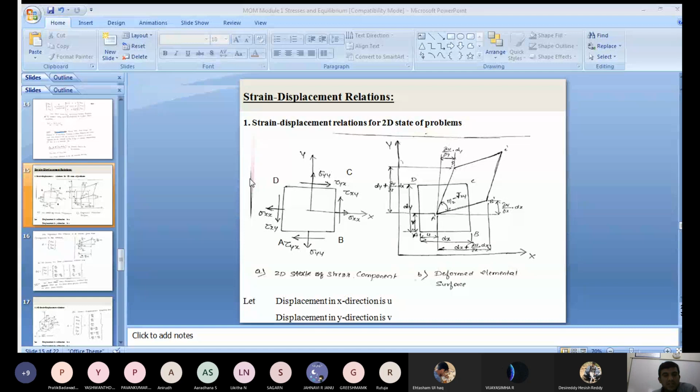On the same positive x plane, tau xy is acting here. Shear stress acting in the x plane, y direction. We always show stresses in the positive plane in the positive direction. You have to show the direction of the stresses.